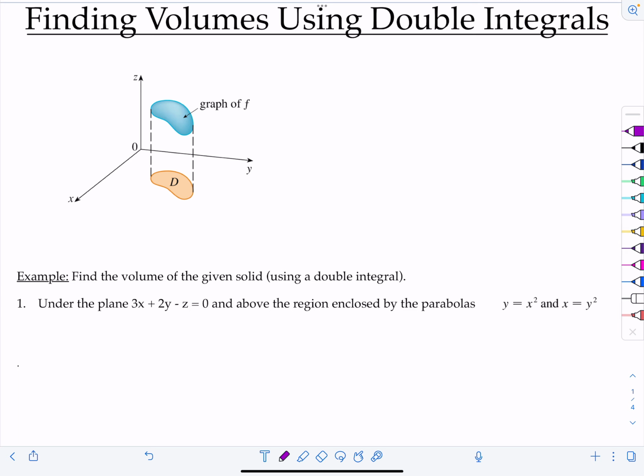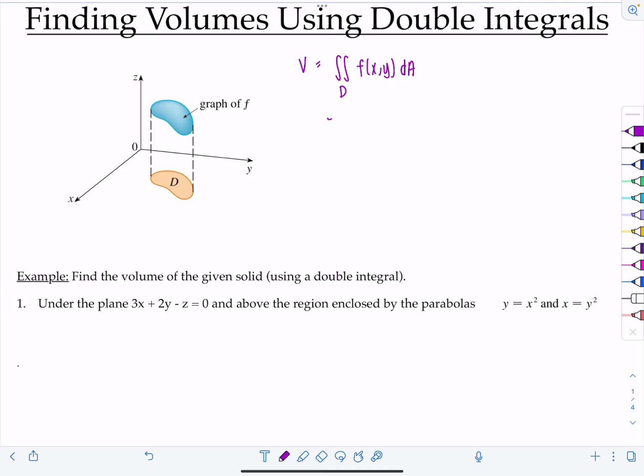homework assignments. So when we're looking at a volume for a solid and we're going to compute it using a double integral, remember we use the following general setup. The volume is equal to the double integral over D of f of x, y, dA. And I'm briefly going to explain what everything represents.